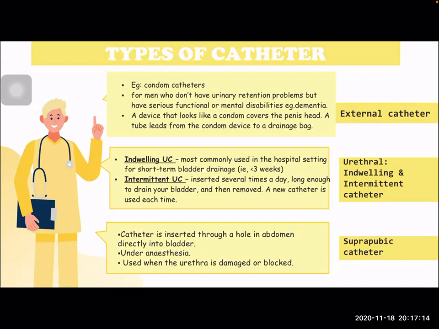And then the next type is suprapubic catheters, which is inserted through a hole in the abdomen that goes directly into the bladder. And it is done under anesthesia and used when the urethra is damaged or blocked.